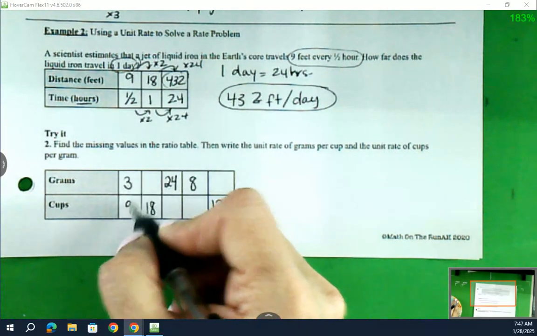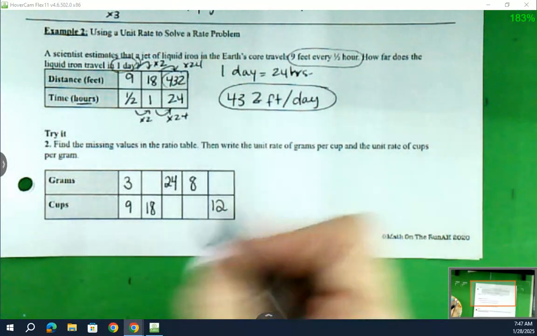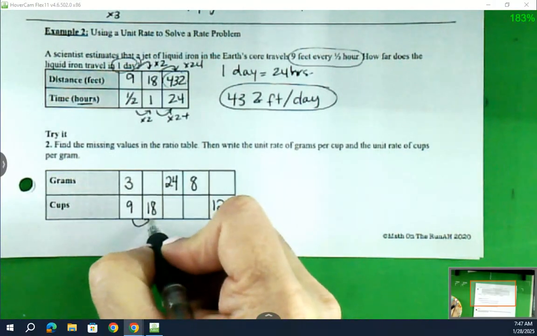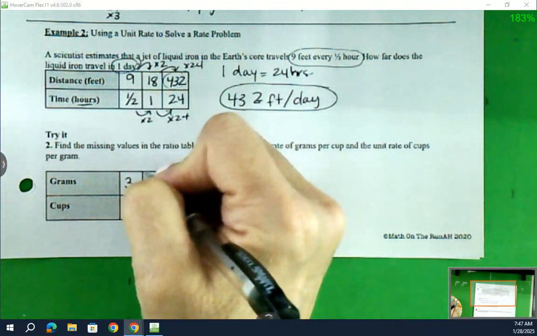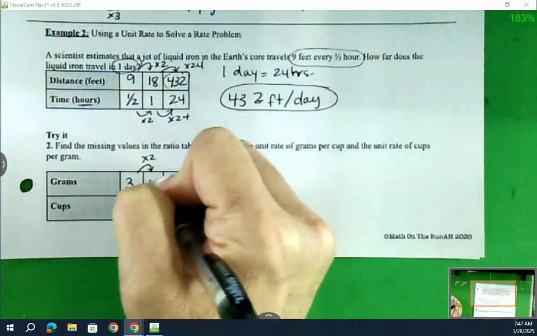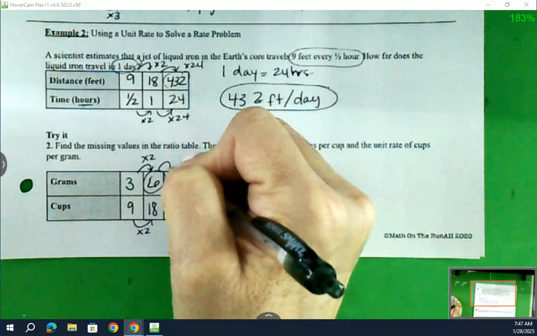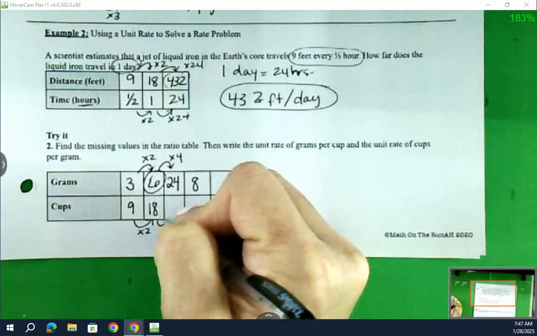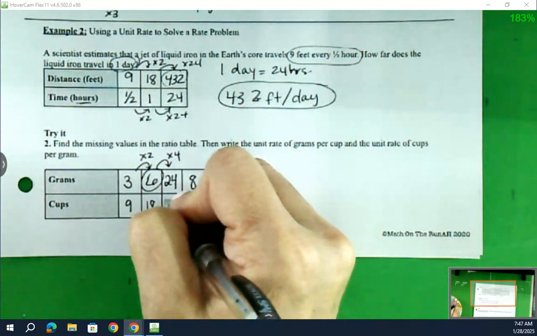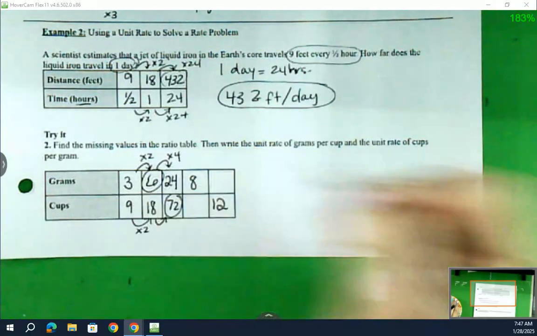All right, looking at this first, what we're given here is 3/9 as the proportion. So 9 times 2 is 18, so I'm going to do 3 times 2 to get 6. And then for 24, 6 times 4 is 24, so I have to do 18 times 4, and that works out to be 72.